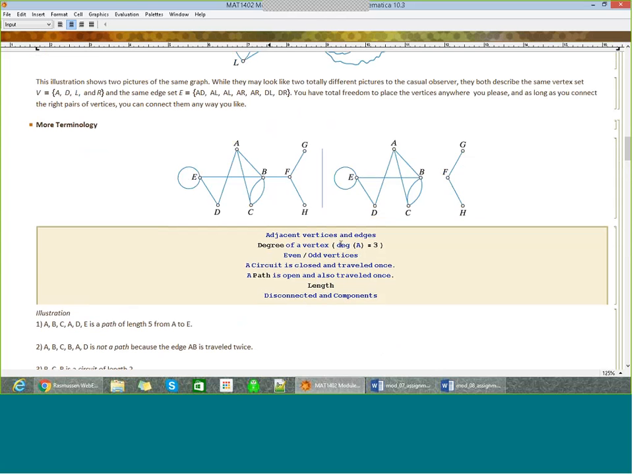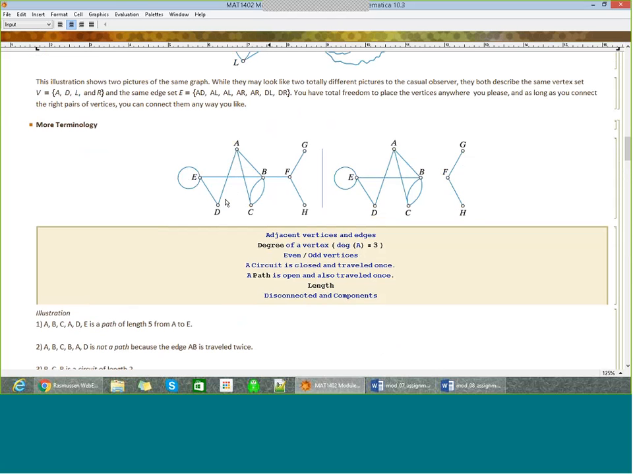Yeah, you might have to reread it, but it's a bunch of terminology. Here are a few words you've got to remember. The degree of a vertex, for example, this vertex A here, is a degree of 3 because there are 3 lines coming out: 1, 2, 3. And that's called an odd vertex if it has an odd number of lines coming out of it. So A is an odd vertex because it has 3 lines coming out. D, down here, is called an even vertex because it has 2 lines, 1 and 2. 2 is an even number, so that's called an even vertex.